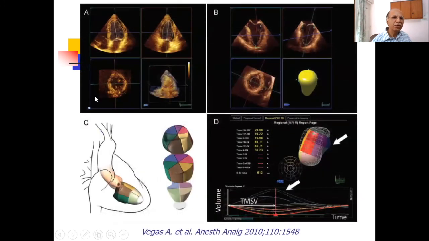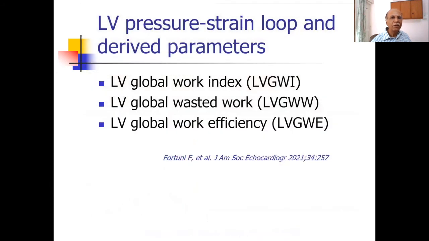This picture shows the 3D volumetric assessment, the myocardial segments and the speckle tracking, which is showing the regional wall motion abnormalities or regional changes in the strain of the left ventricle. So I will not go into the details of this.